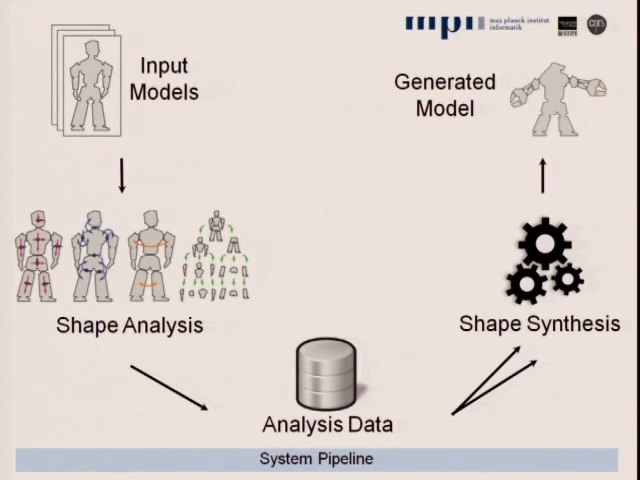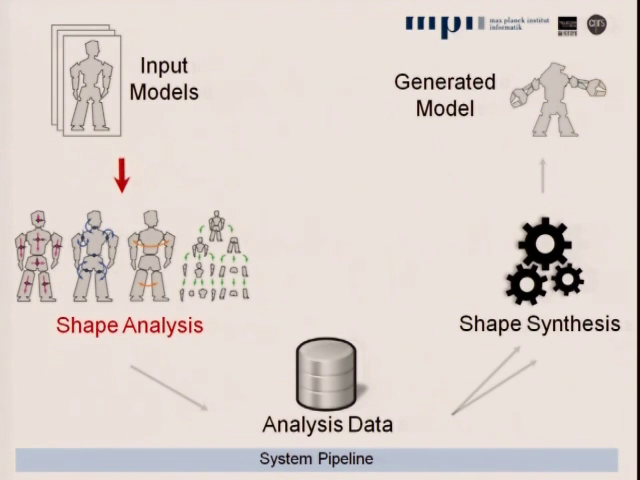Here you see a system overview of this tool. Input to the tool is all the database models. Then we perform a shape analysis of all the models. This is in the offline phase. Then we store all the pre-computed data, serialize it onto disk. And then in the online phase, we use this information to perform an interactive session where we do shape synthesis and generate new models.